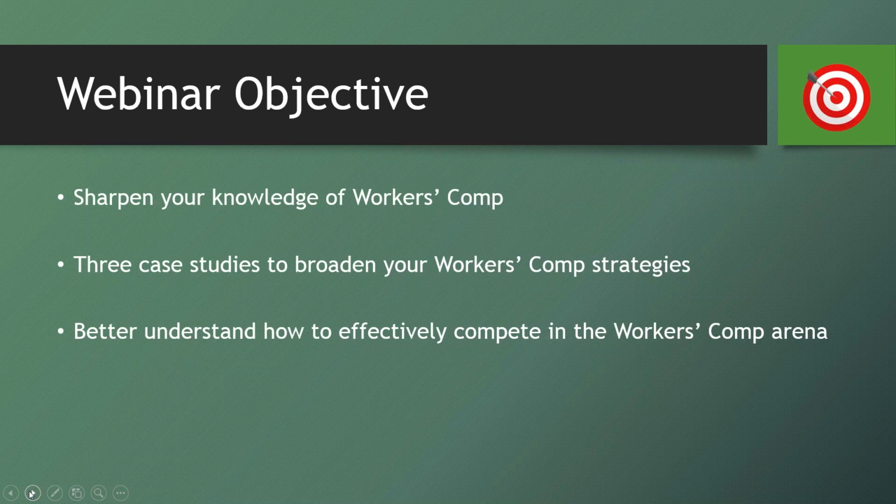So, what are our objectives for the day? We want to sharpen your knowledge of workers' comp. That's a no-brainer because there's always more to learn about workers' comp in different situations that you haven't experienced before. Always something new. So let's talk about some of those today. And then we're going to have 3 case studies that will broaden your workers' comp strategies and give you a better understanding of types of accounts that you want to work, and how to better understand how to use workers' comp. Excuse me, my bar. How to compete in the workers' comp arena, because it's a very competitive environment, especially when you get into the larger premiums. So let's get started.